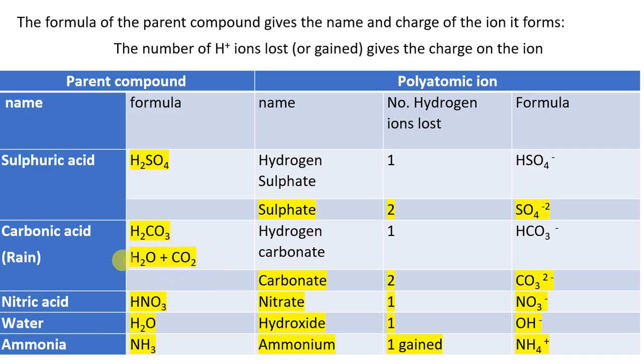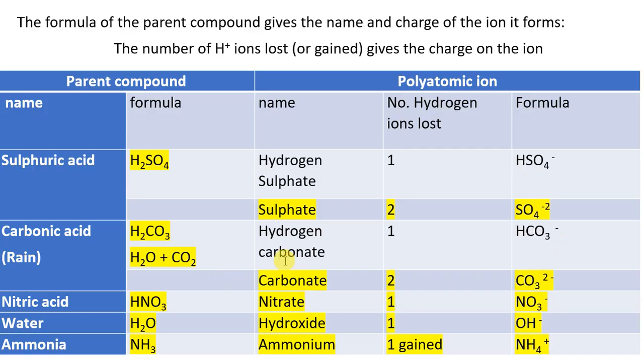And if I add up everything in H2O and CO2, I get H2CO3. Now that's useful because I can use it to figure that if one hydrogen is lost, I will get HCO3 left over. That ion is called a hydrogen carbonate.